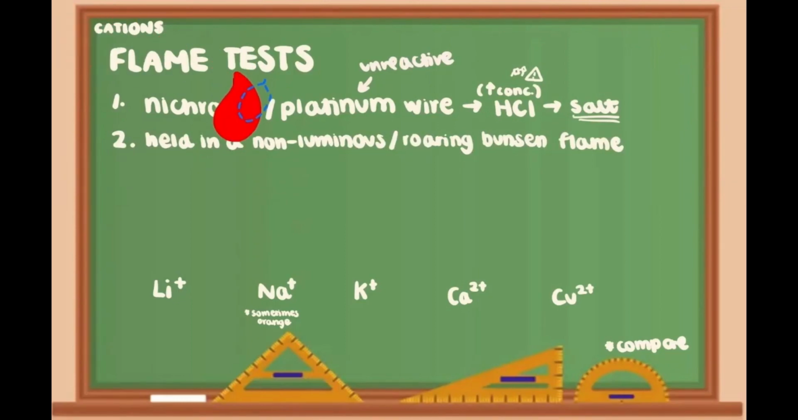So if we have a lithium ion, the flame will be red. If we have a sodium cation, we're going to see a yellow flame. If it's a potassium ion, we're going to see a lilac flame. If we see a calcium cation, we're going to see this kind of red-orange flame. And finally, the last one we need to know is if it's a copper-2 cation, then we're going to see this kind of blue-green flame.